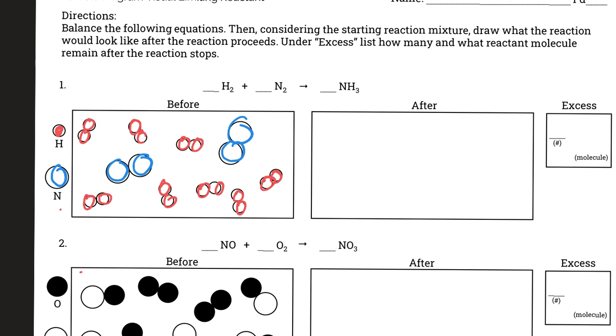NH3, that's my product, right? I'm starting with hydrogen and nitrogen mixed together, and I'm going to build some NH3. So I'm going to just start building molecules. So here's one. There's my nitrogen. How many hydrogen am I going to need to put on this?